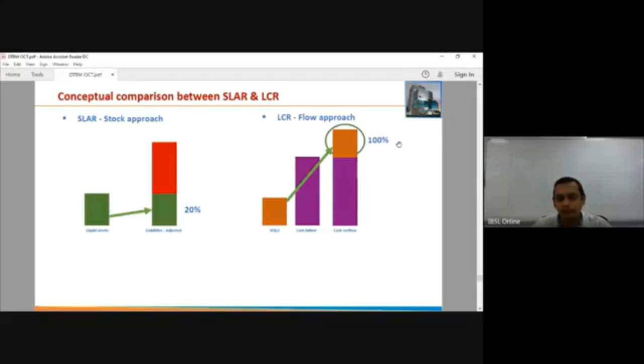Okay. So if your net outflow is 1 million for the next 30 days, you have to have minimum 1 million high quality liquid asset. If your net outflow for the next 30 days is 10 million, you should have minimum 10 million liquid stocks. Okay, so it's a flow approach, forward-looking approach, and the coverage is 100%. SLAR is a stock approach, as-at-date approach, and you see how much of stock you have. That's all. Right? So LCR, is that clear now?